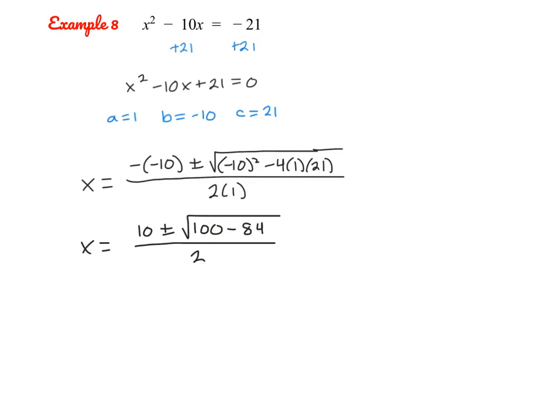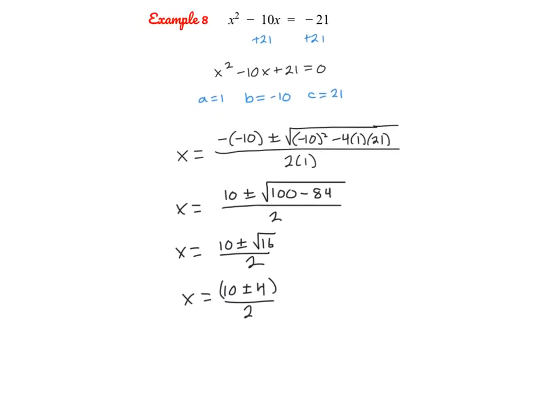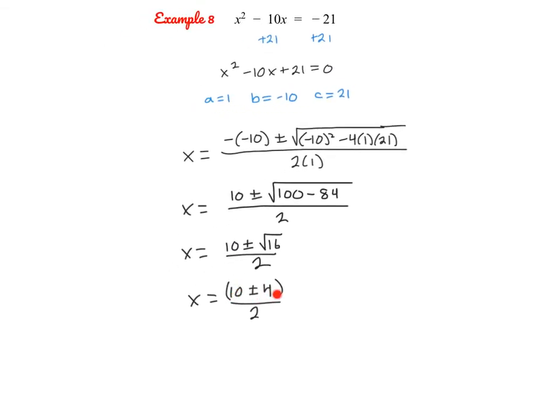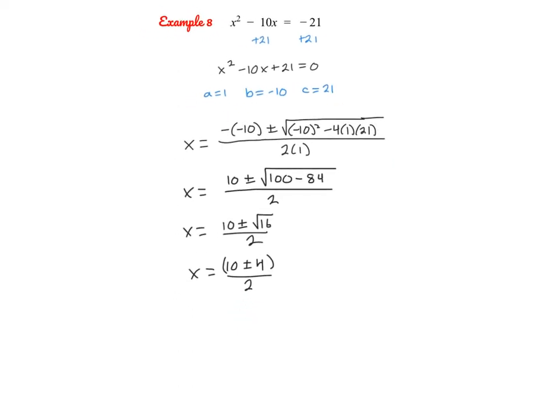So let's keep simplifying inside our square root. x equals 10 plus or minus the square root of 16, all over 2. And we know that 16 is a perfect square, so the square root of 16 is 4. So 10 plus or minus 4, all over 2. Now from here, we do actually need to set up 2 separate equations, one for 10 plus 4, one for 10 minus 4. So let's make sure to do both.